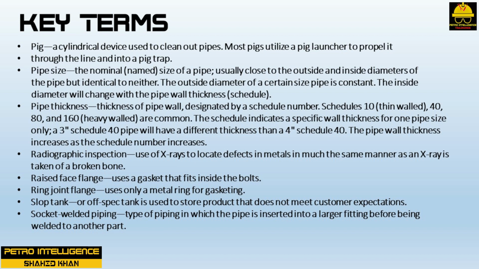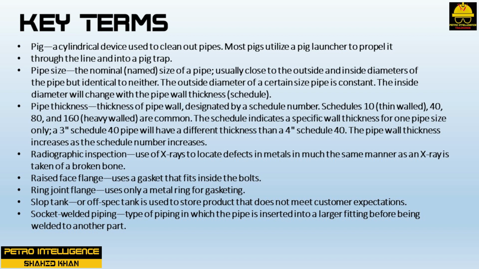Pig is a cylindrical device used to clean out pipes. Most pigs utilize a pig launcher to propel them through the line and into a pig trap. Pipe size is the nominal or named size of a pipe, usually close to the outside and inside diameters of the pipe but identical to neither.